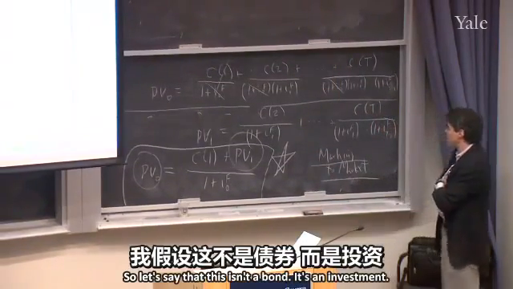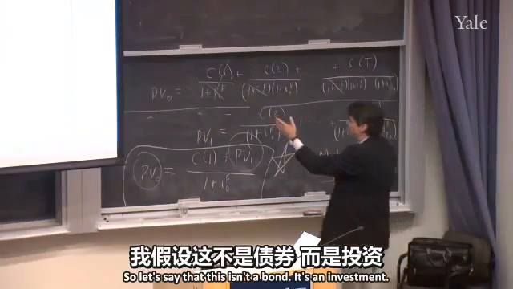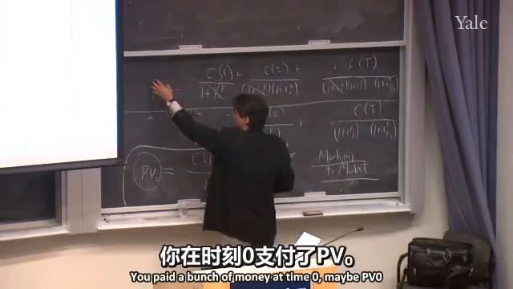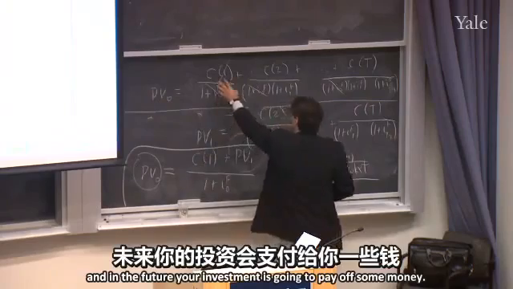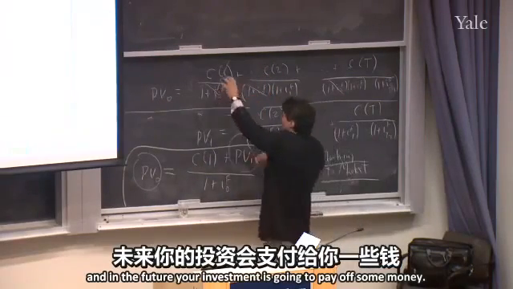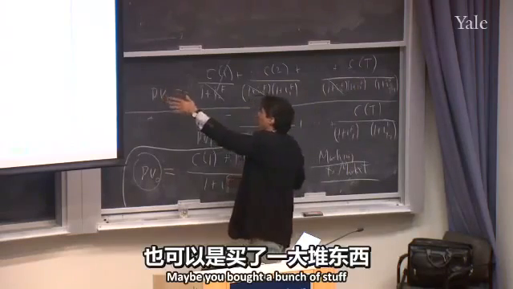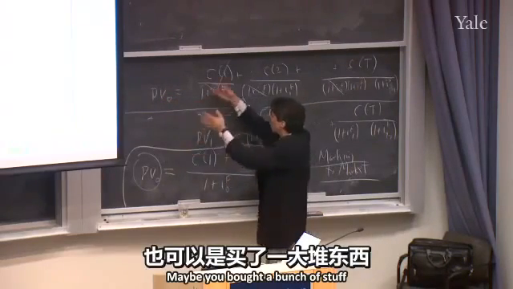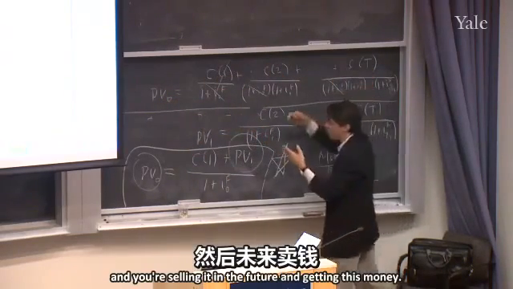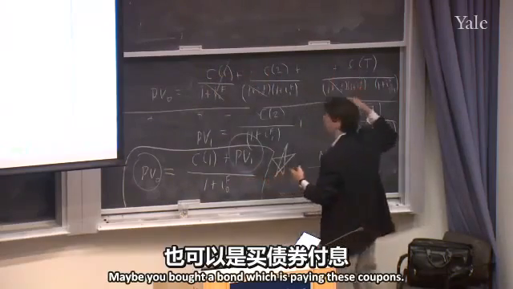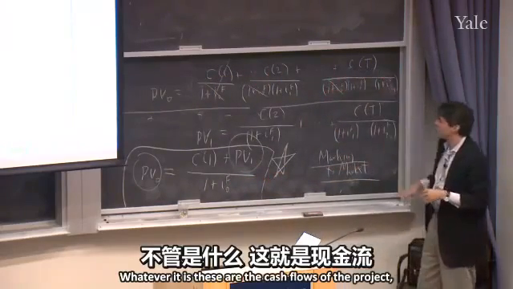So let's say that this isn't a bond, it's an investment. You paid a bunch of money at time 0, maybe PV0, and in the future your investment is going to pay off some money. You know, maybe it was a project you invested in. Maybe you bought a bunch of stuff and you're selling it in the future and getting this money. Maybe you bought a bond which is paying these coupons. Whatever it is, these are the cash flows of the project.